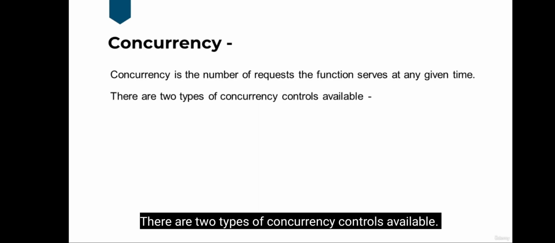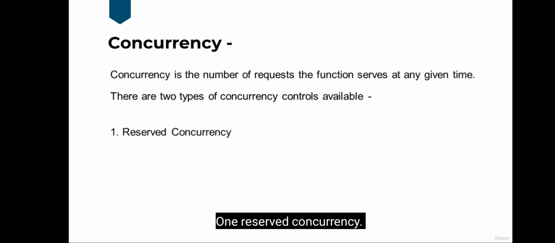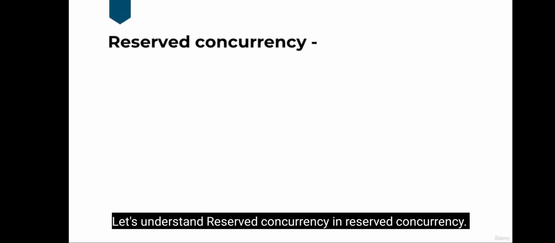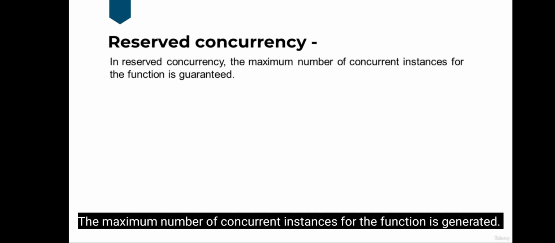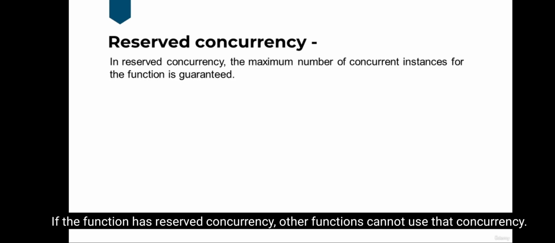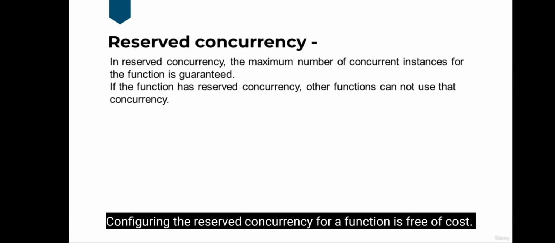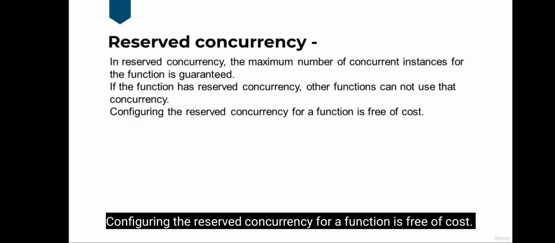There are two types of concurrency controls available. One, reserved concurrency. Two, provisioned concurrency. Let's understand reserved concurrency. In reserved concurrency, the maximum number of concurrent instances for the function is generated. If the function has reserved concurrency, other functions cannot use that concurrency. Configuring the reserved concurrency for a function is free of cost.